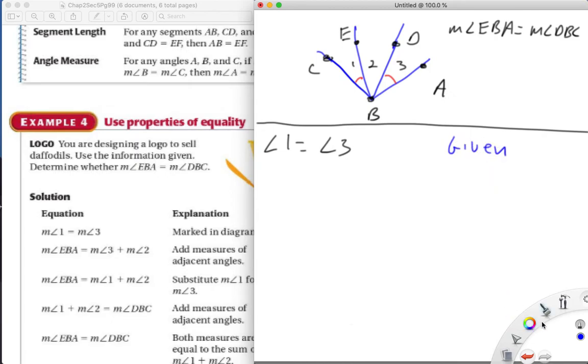Well, we know, just by looking at the graph, that angle EBA, I'm just going to write EBA, not measure of EBA, for the sake of space, is equal to angle 3 plus angle 2. And we know that because of the segment addition postulate, and we talked about that in the first chapter. So segment addition postulate.